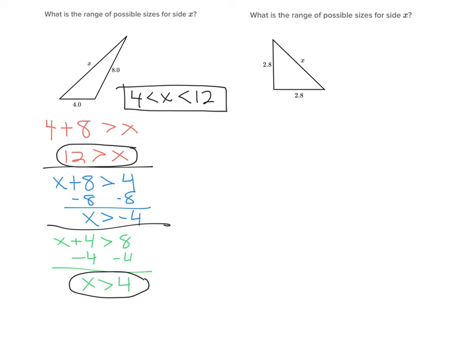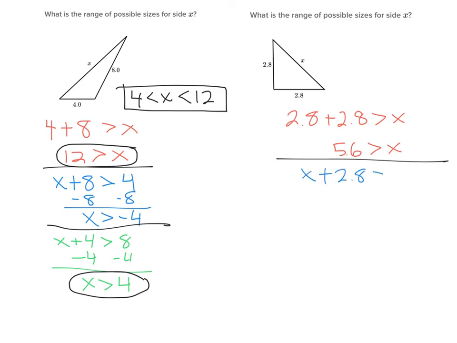Our next example, we can start the same way. 2.8 plus 2.8 is greater than x, and that's going to give me 5.6 is greater than x. Now my next inequality is going to be x plus 2.8 is greater than 2.8. Subtract from both sides, and we get x is greater than 0.